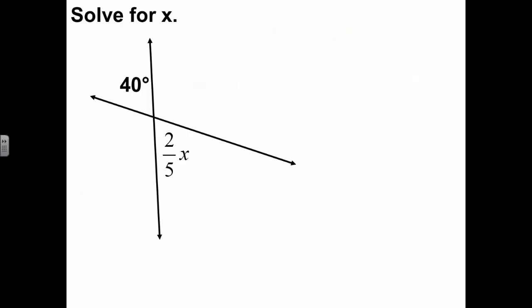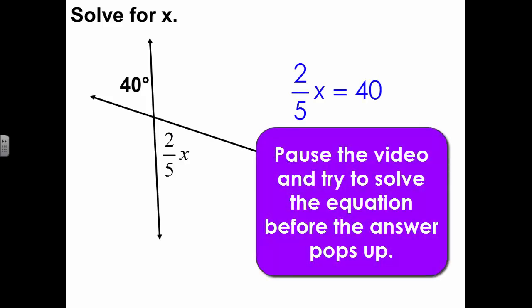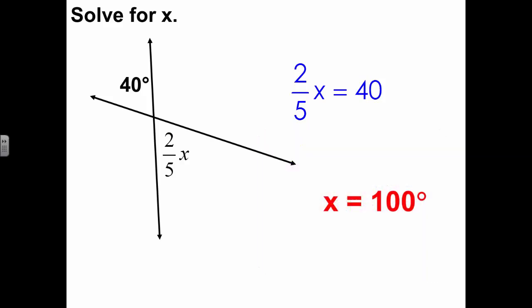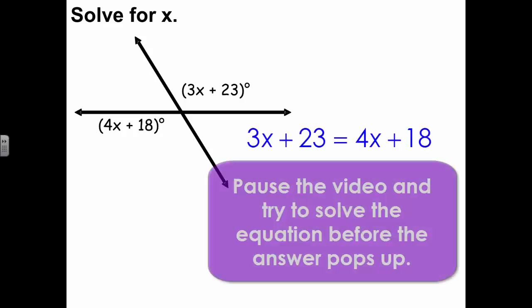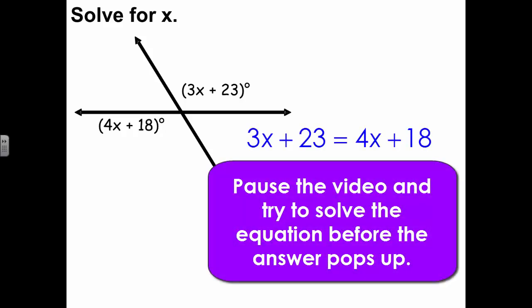So these angles are across from each other. They share a common vertex and they create that X if we were to trace it. So we put the two values equal to each other. Pause the video and see if you can solve this problem on your own. These two angles are also vertical angles, so we put them equal to each other. Pause the video and see if you can work the problem out before seeing what the answer is.